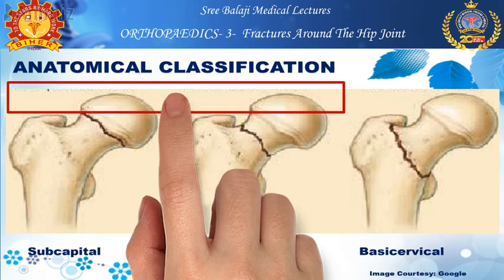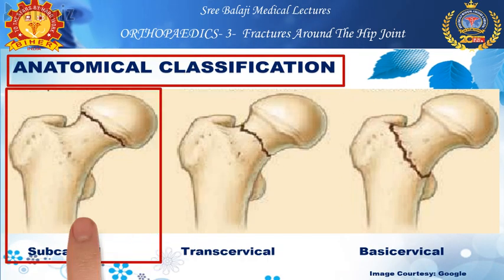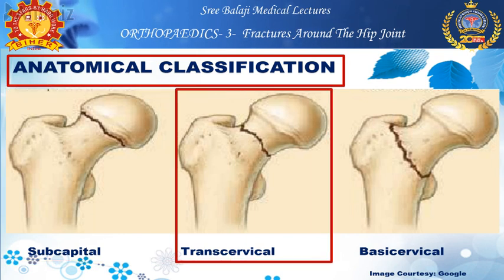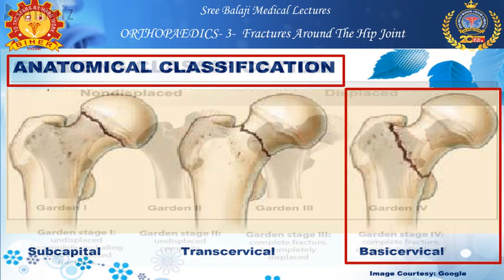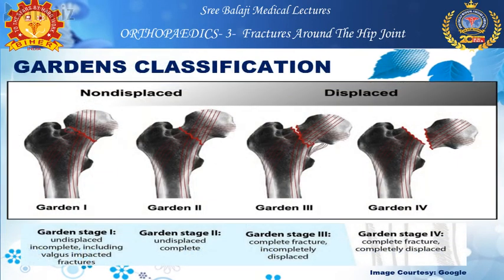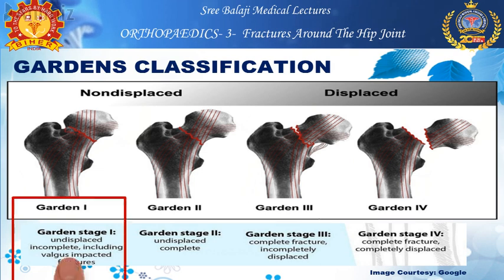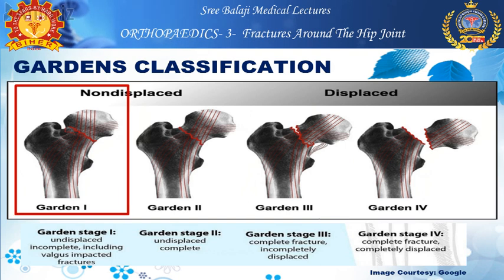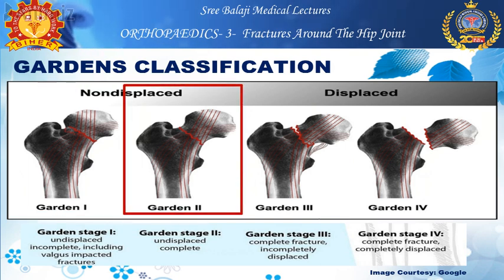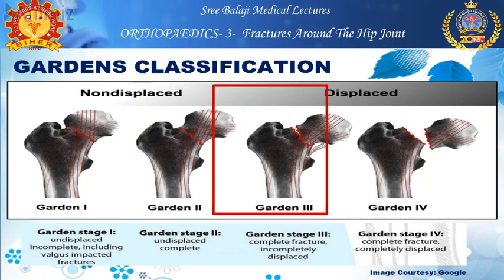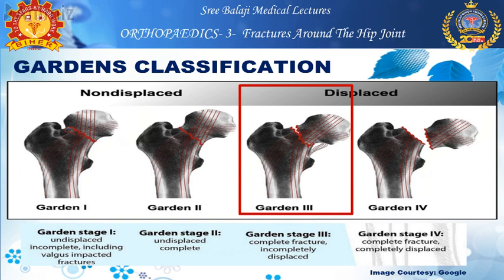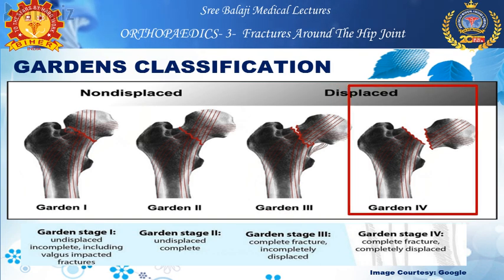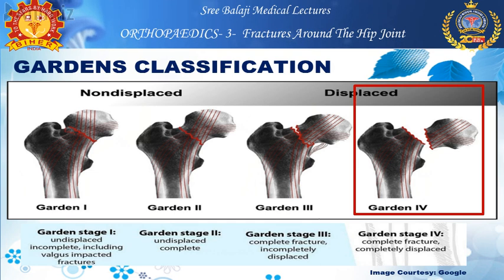There is an anatomical classification for neck of femur: type 1 is subcapital, type 2 is transcervical, type 3 is basicervical. Another classification is Garden's classification, which depends upon the trabecular network. Stage 1 is an undisplaced incomplete fracture, including a valgus impacted fracture, whereas Garden's type 2 is an undisplaced but complete fracture without disruption of the trabecular pattern. Garden's type 3 is a complete fracture that is incompletely displaced. Type 4 is a complete fracture with completely displaced fracture of the neck.